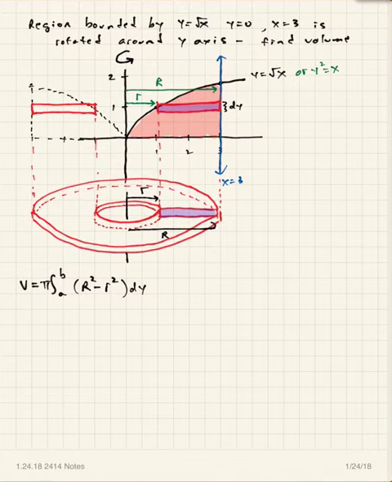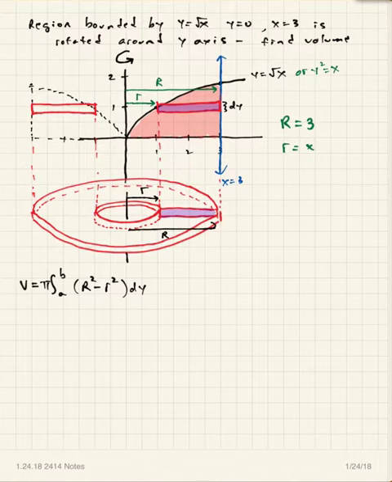All right? And so in our problem, big R is going to be a constant. Big R is going to be 3, so big R is equal to 3. That rectangle on the outside is always bounded by 3. It never changes. And on the inside, little r is equal to x.